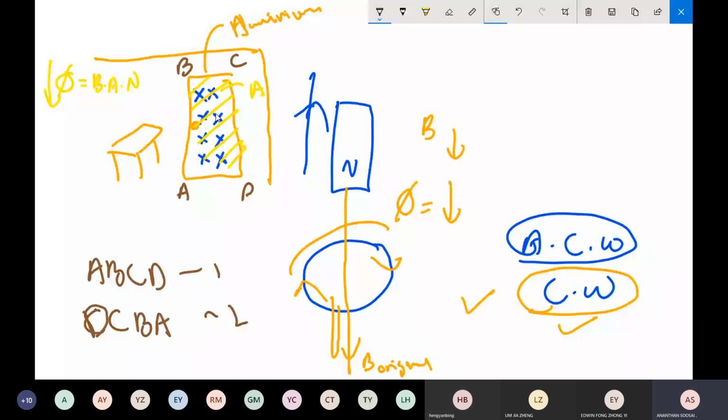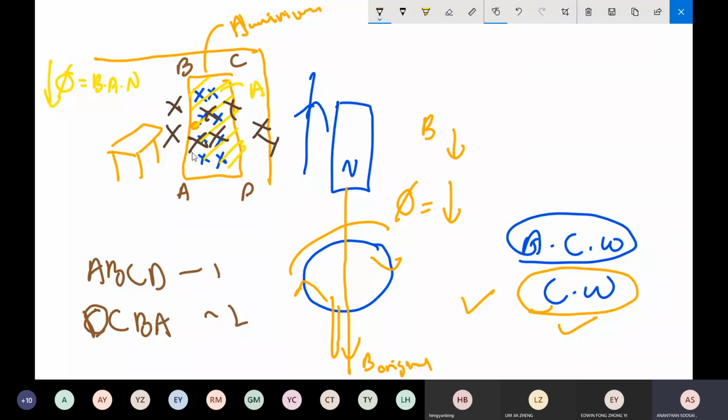Same direction as the original field. So the current must also produce a magnetic field into the door. If it's into the door, use your right hand grip rule. Point the thumb into the door. Right hand grip rule, don't go for the left. Right hand grip rule, thumb into the door.